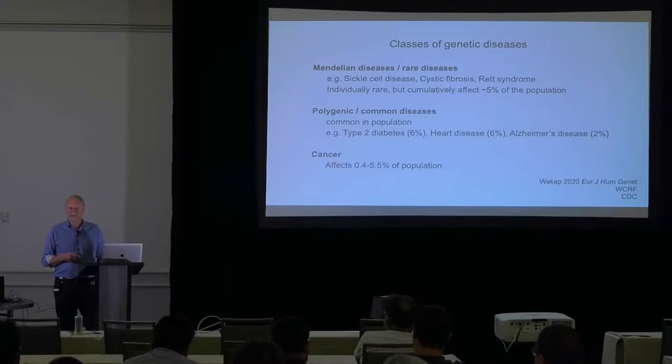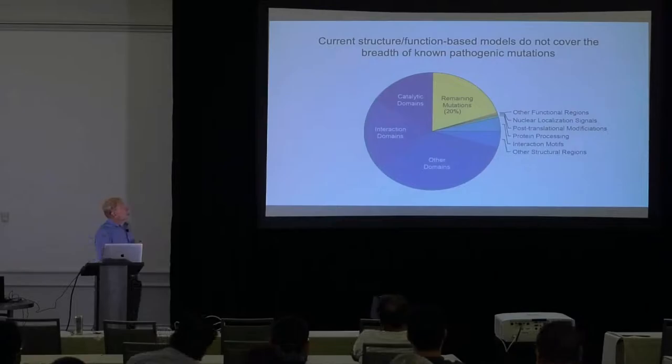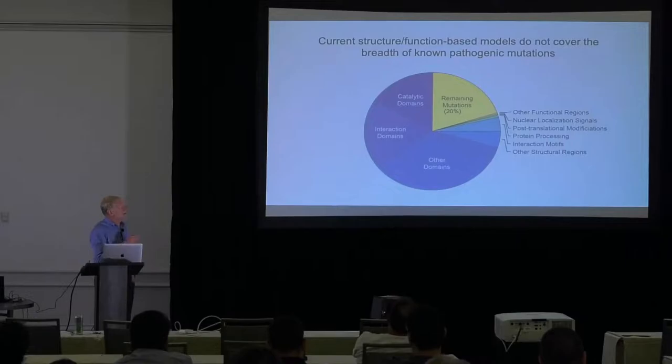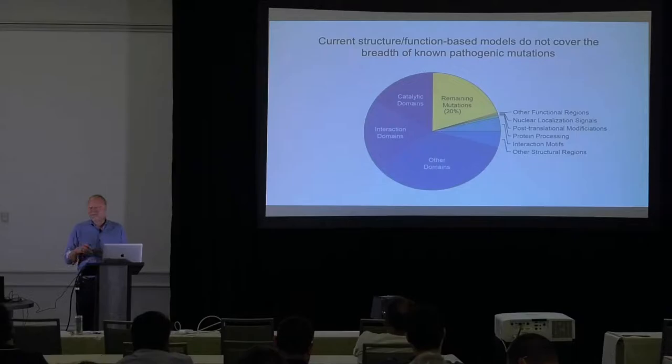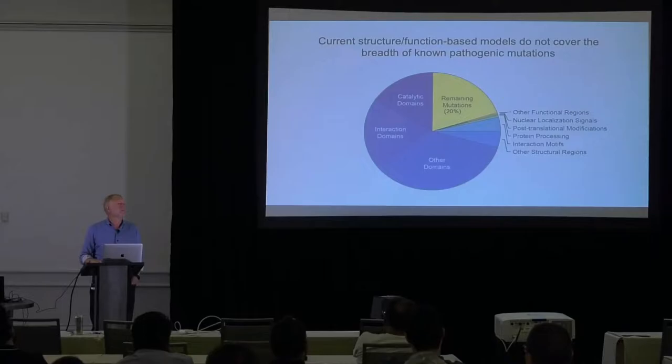If you look across the models that we have for structure function based models of disease, you can make this pie chart that tells you some obvious things. We know of many diseases caused by genetic mutations in catalytic domains or interaction domains, but we're not so sure that these models cover the breadth of known pathogenic mutations, and I'm pretty sure that there are mechanisms that have not yet been recognized that are responsible for a very large fraction.